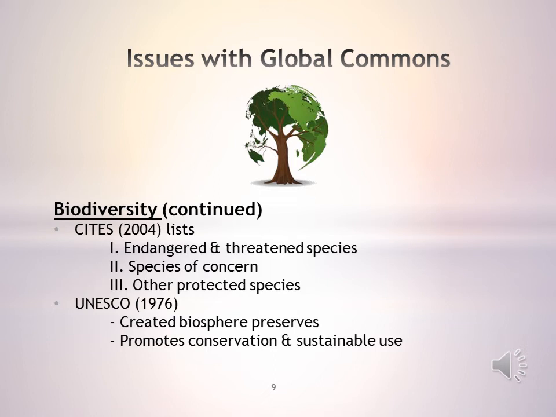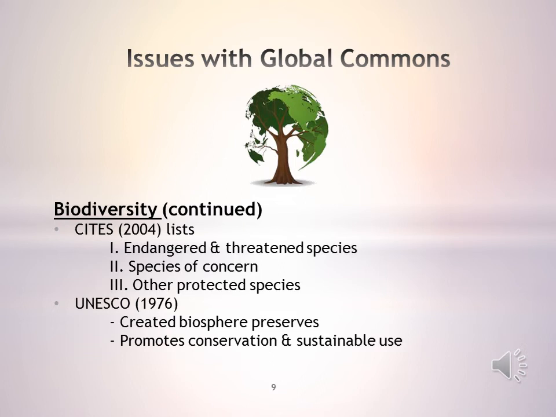Appendix 2 are species of concern. So those are animals that don't quite make the list for endangered or threatened, but there are some aspects of that animal, its population size, or its habitat that is leading to some concern, and they might get bumped up to Appendix 1 at some point. And then there's Appendix 3, which is other protected species.